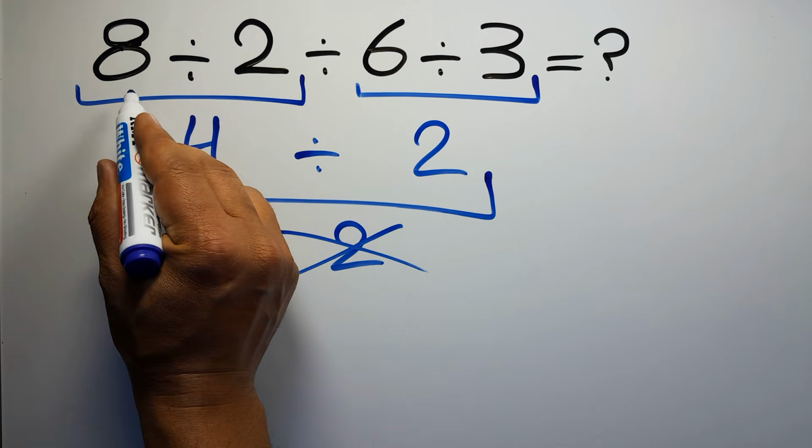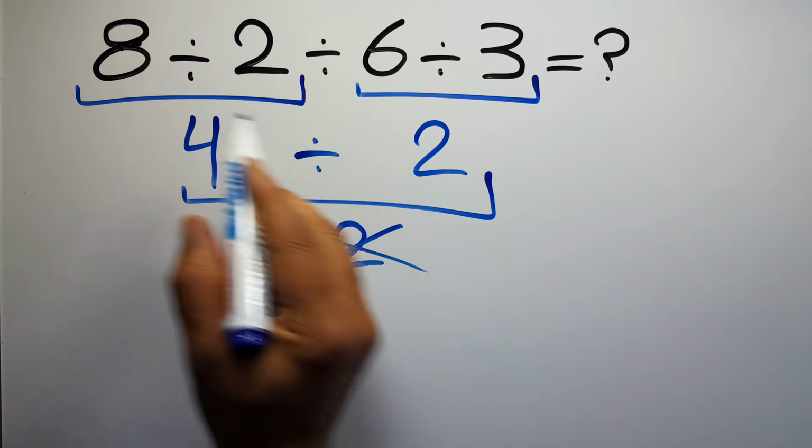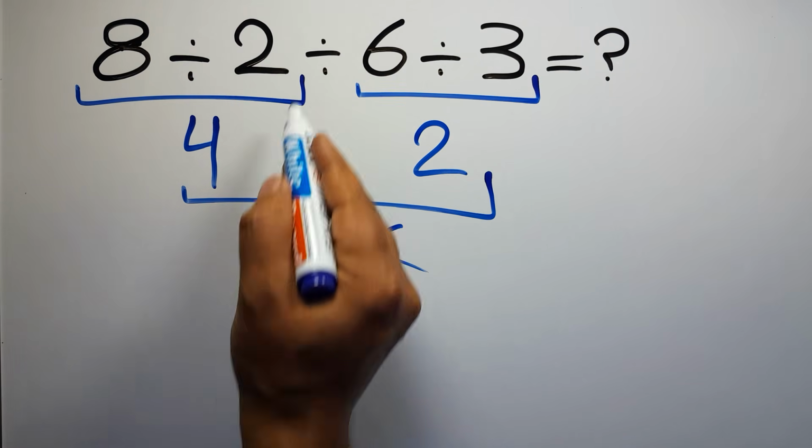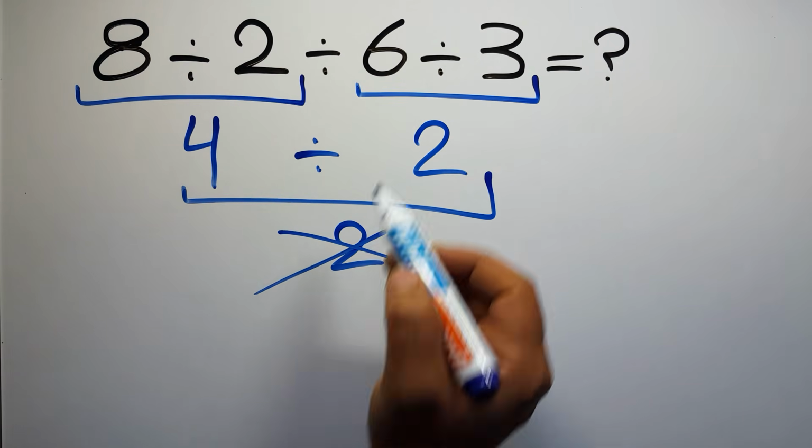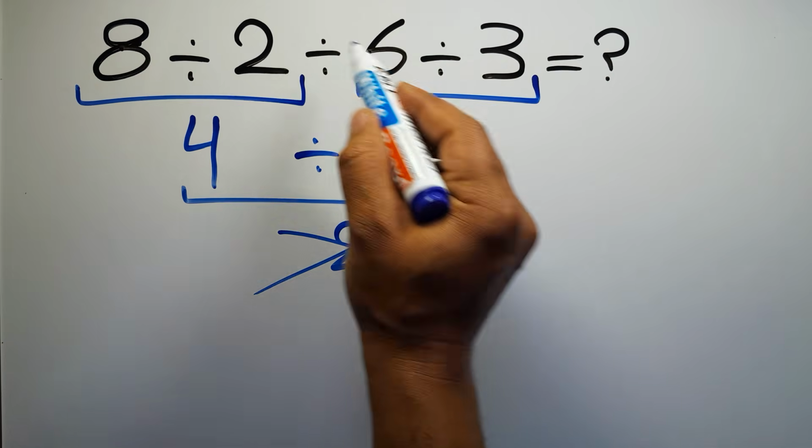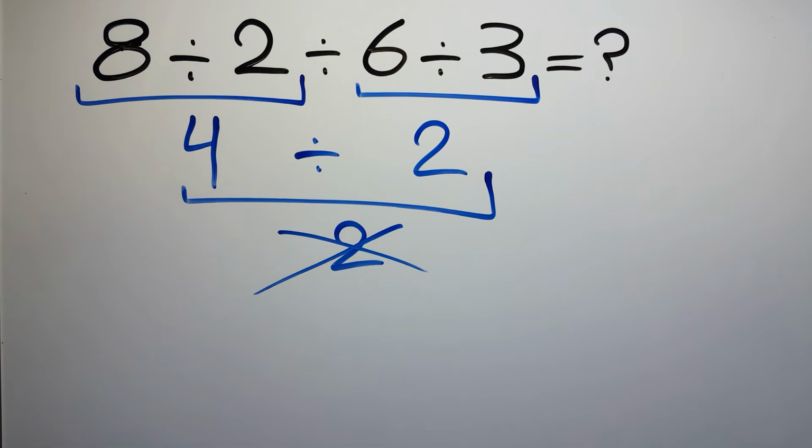in an expression, we have to work from left to right. So first we have to do this division, then this division, and finally this division. If we do this division before this division, it is wrong.